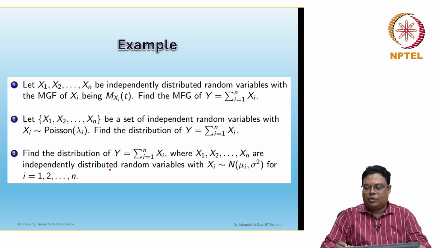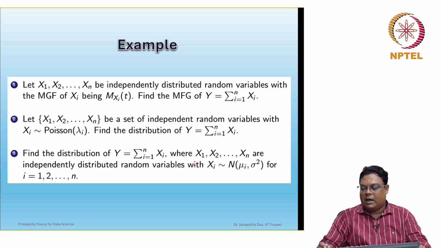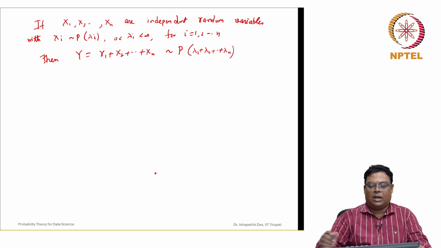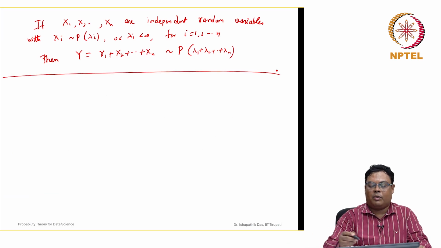Find the distribution of Y equal to the summation of X_i, again a similar type of problem, where X1, X2, Xn are independently distributed random variables with X_i distributed normal(mu_i, sigma square) for i equal to 1 to n. Here we already discussed that a sum of normal random variables is again a normal distribution, but here using the moment generating function we can prove it. So how can we do that? Let us recall what the moment generating function is.